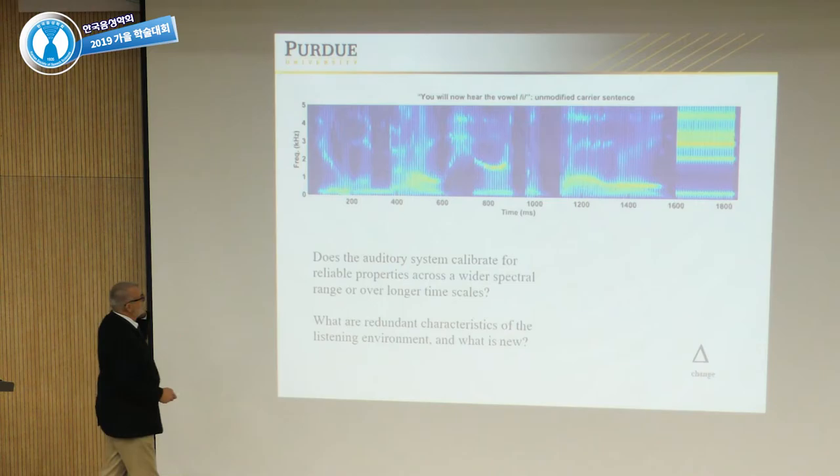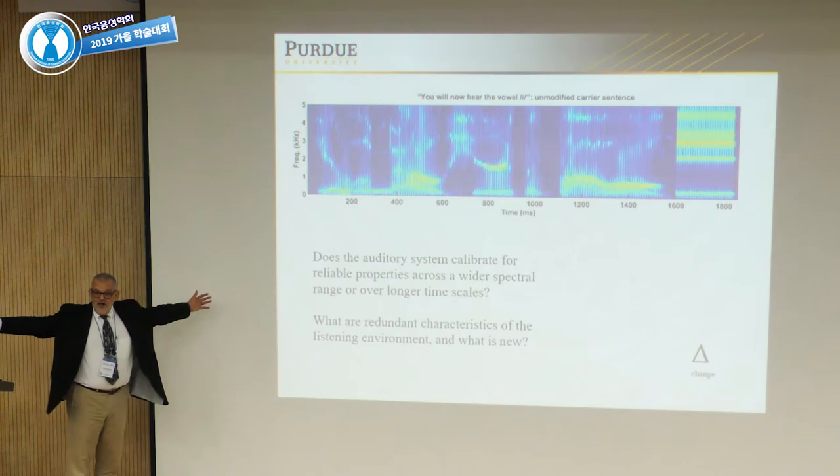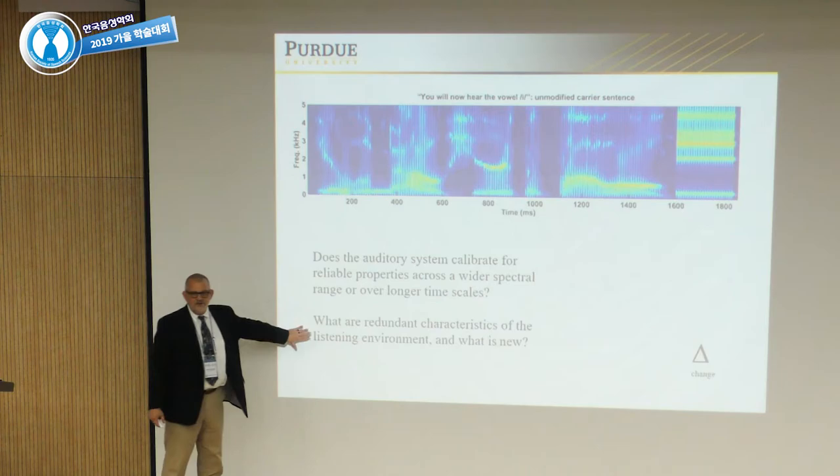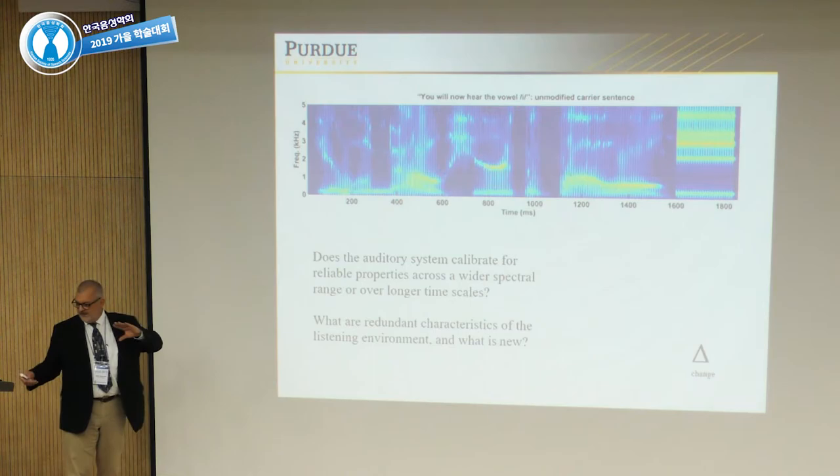All right, another thing about change. Does the auditory system calibrate over wider frequency ranges, over longer time spans? So in that case, what I've been predicting again is what are the redundant characteristics of the listening environment? That's old, that's no information, and what is new?